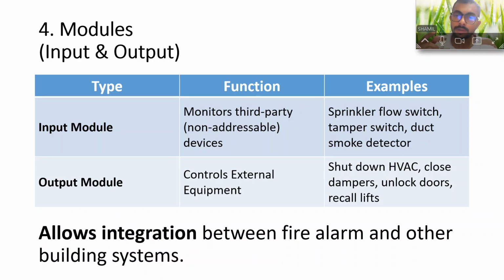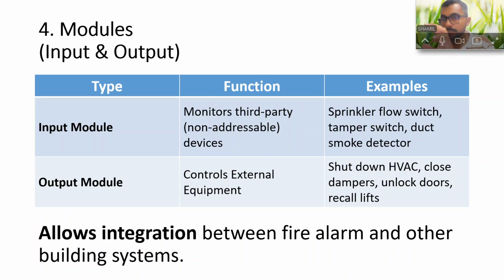In case there's a flow of water along the pipes, there is a flow switch which will detect the flow of water movement. The flow switch is a non-addressable device. So in order for the fire alarm system to know whether there is a water flow, there will be a module which will be connected with the flow switch.